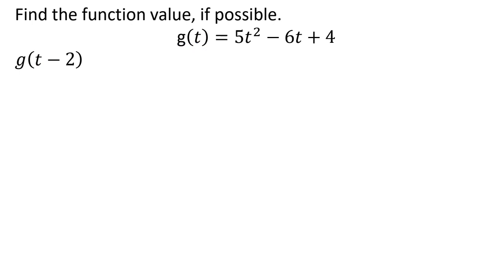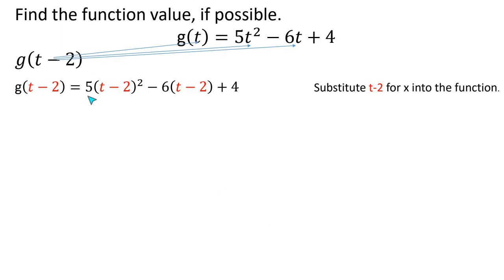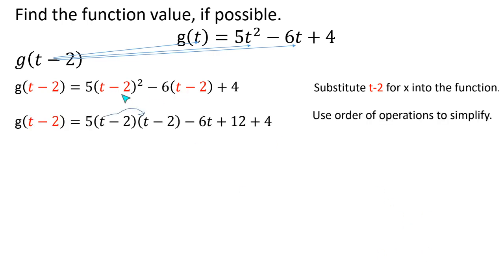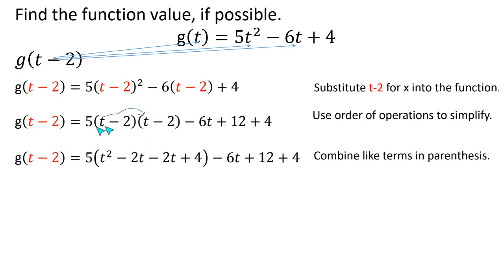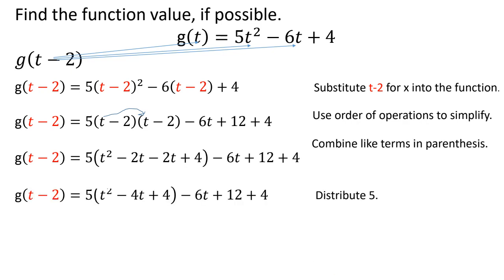All right, so here's one more. So now we're going to take t minus 2, plug it in for all the t's. So we get 5 times t minus 2 squared minus 6 times t minus 2 plus 4. Simplify. So t minus 2 squared can be written as t minus 2 times t minus 2. We're going to multiply. So we get t times t is t squared. t times negative 2, negative 2t, negative 2 times t is negative 2t, and negative 2 times negative 2 is positive 4.